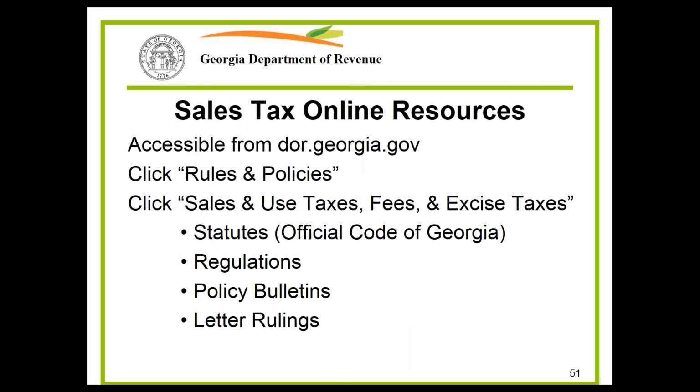And so here's some click-through instructions. I believe rules and policies is somewhere along the top of the page. And then sales and use taxes, fees, and excise taxes is all one category. And if you click on that, you then get to some of the guidance. Statutes, that's the official code of Georgia. Regulations are written by the department. Policy bulletins, those are again written by the department.